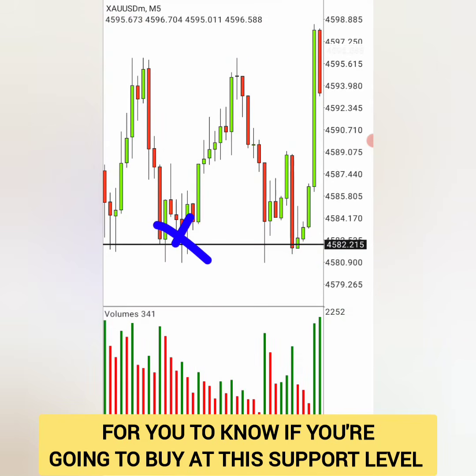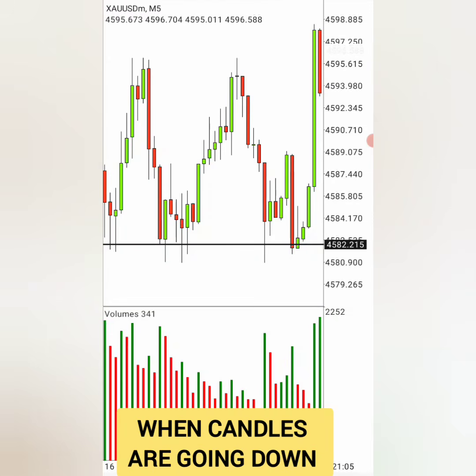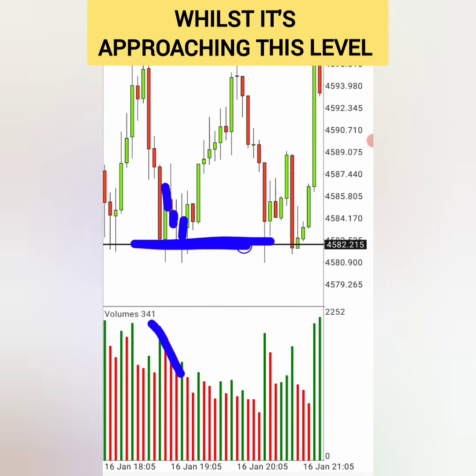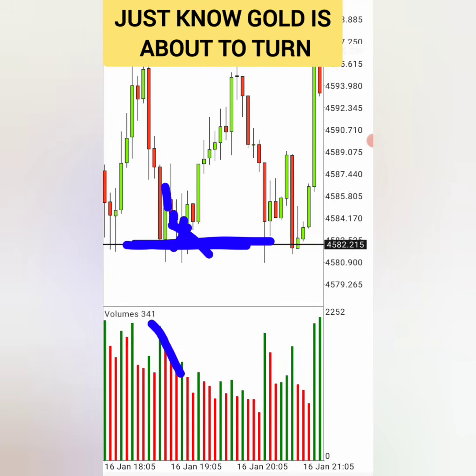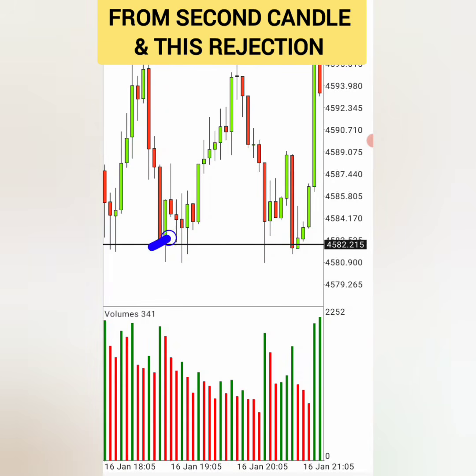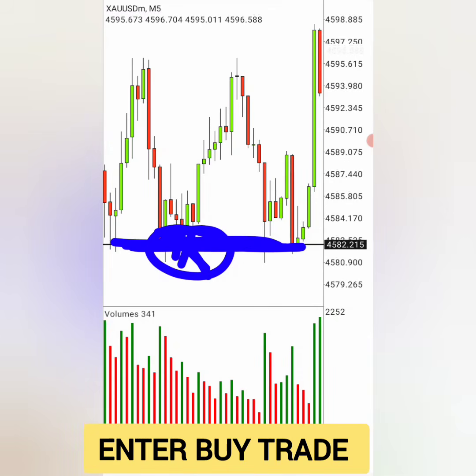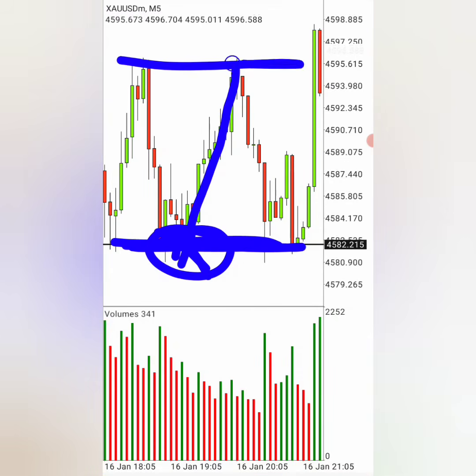So for you to know if you're going to buy at this support level, you look when the candles are going down like this, look at the volume. If you see that volume is decreasing candle after candle while it is approaching this level, just know that gold very soon is about to turn. So from this second candle and also these rejections, as soon as they are touching this support level, you can enter a buy trade and hold the trade all the way to the top here.